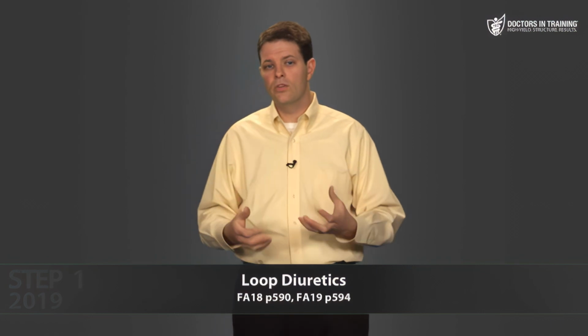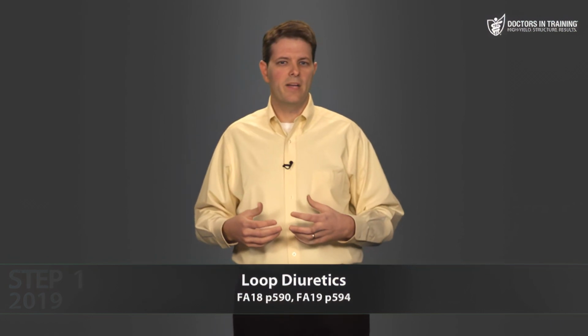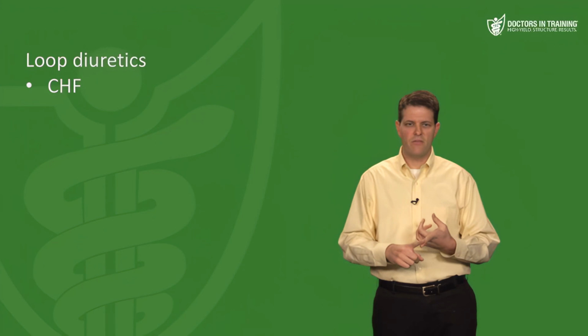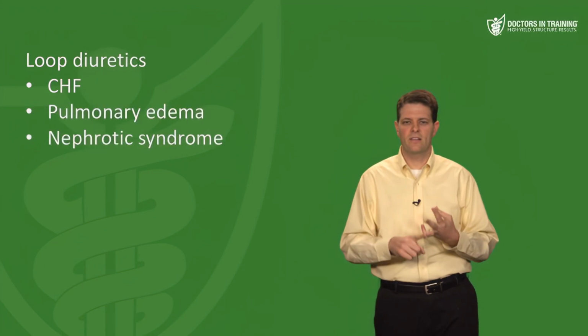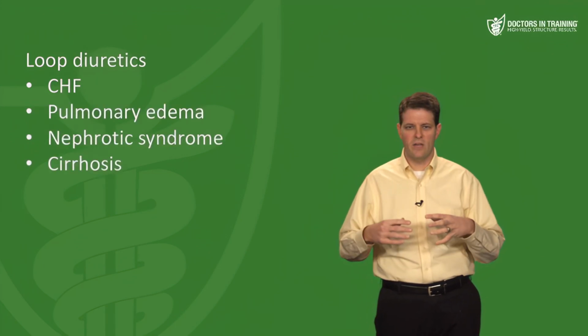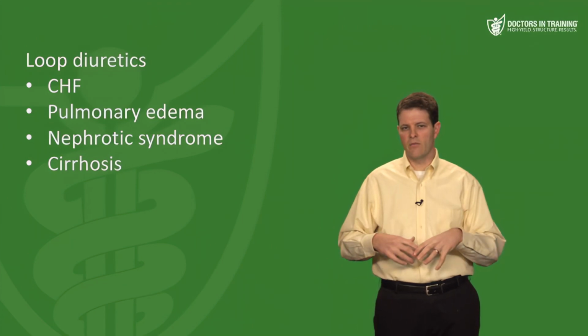So when do we use loop diuretics? Well, they're used mainly in patients with serious edema, CHF, pulmonary edema, nephrotic syndrome, cirrhosis, things where you have a lot of fluid that you need to get rid of relatively quickly.